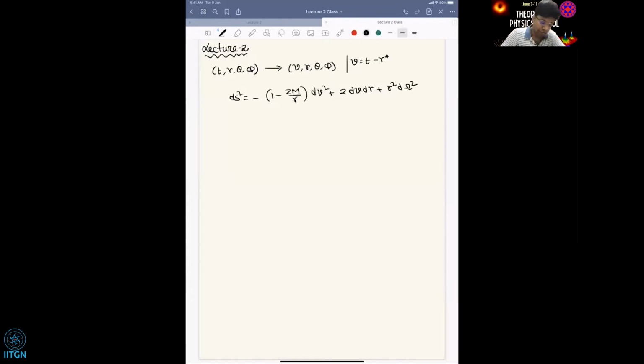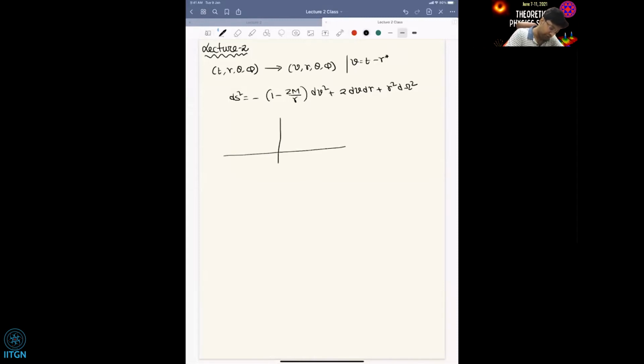We have found that although this metric is defined only for r greater than 2m, as such this metric is also valid beyond r equal to 2m, to the smaller values of r. So although we defined this for r greater than 2m, we can use this metric, particularly this coordinate adapted to the ingoing light rays, for r less than 2m. That means we can enter the r equal to 2m surface. What is also important to understand is that we can enter the r equal to 2m surface, but the causal structure is such that we cannot come out.